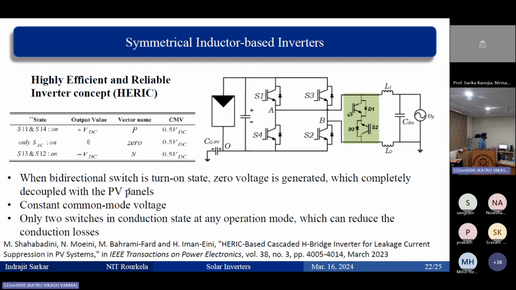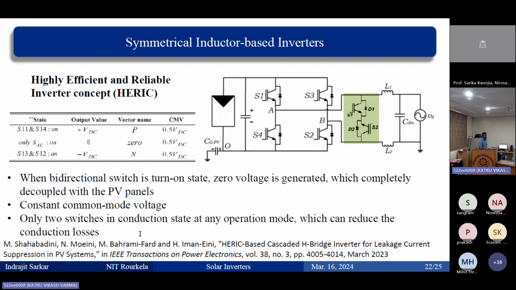So when the bidirectional switch is on, zero voltage is generated, which completely decouples the PV panel. So this inverter is generating plus VDC, minus VDC, and zero is generated by this. So we can see a constant common mode voltage here. Only two switches are in conduction state. This is the advantage that you have there. So any operation which can reduce the conduction loss.